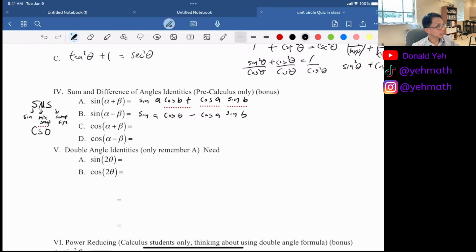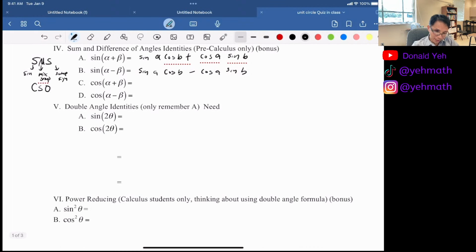Got it? And what will the test be like? Yep, it's the same exact sheet. Okay, there's nothing different. This is not a test, this is only a quiz. The test is actually where you have to solve equations.